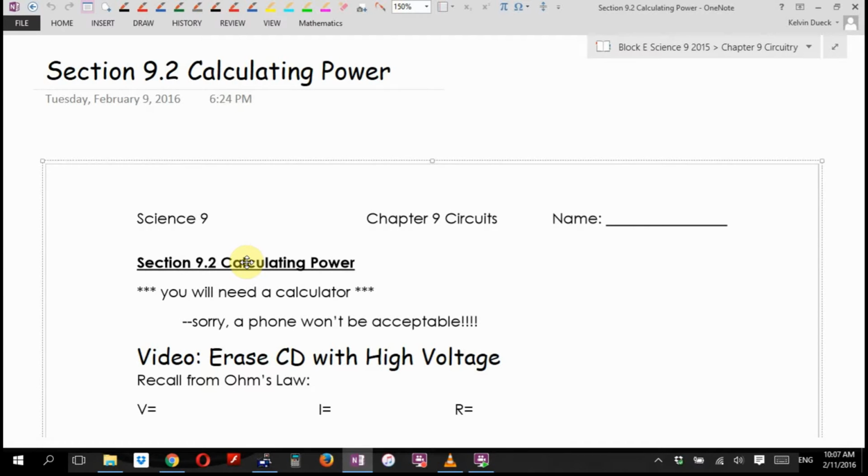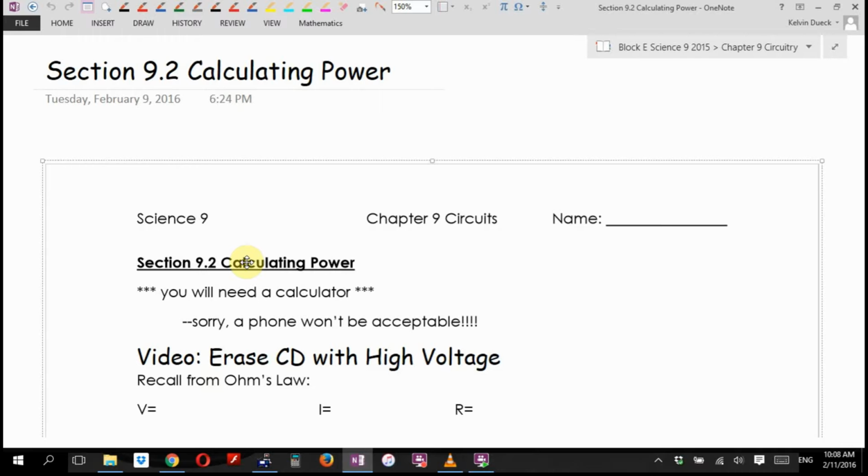And Cole, you can see I wrote you need a calculator. A phone won't be acceptable. So get in the habit for the next few days of bringing a calculator. It's mostly going to be timesing and dividing, a tiny bit of squaring and square rooting. If you can do them in your head, you're fine, but I'm not going to try and make them work out evenly. It's too much work.